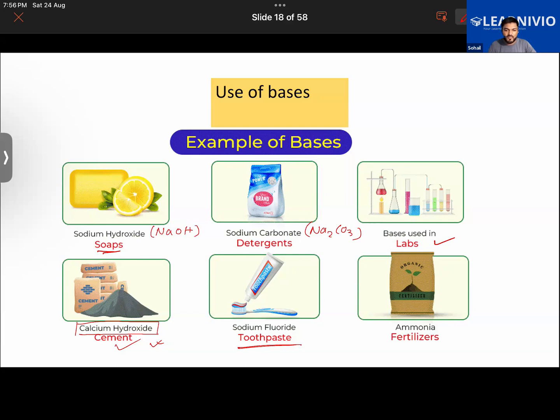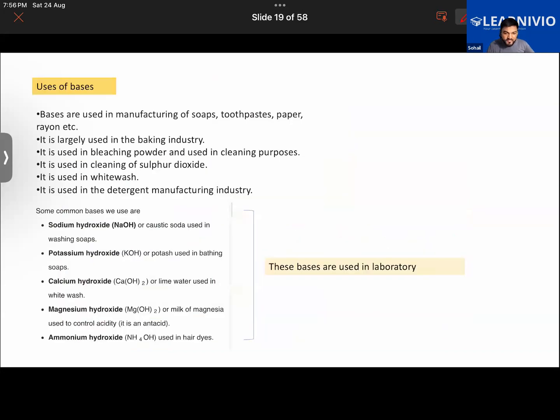There are some more than 3 examples. I have just given 3 of them. There are several weak bases, no need to memorize that much. Like you have zinc hydroxide, you have chromium hydroxide. Anyways, then we were learning about uses of bases, right?